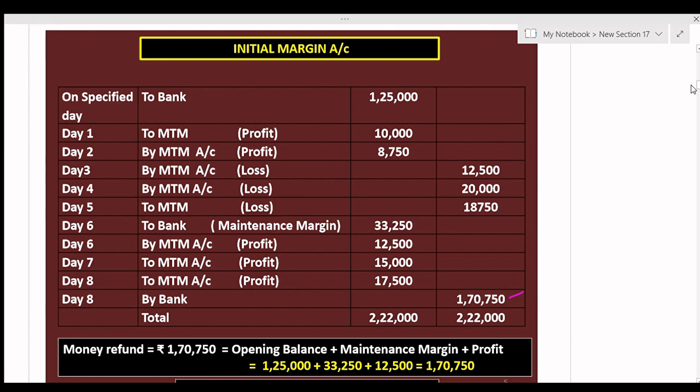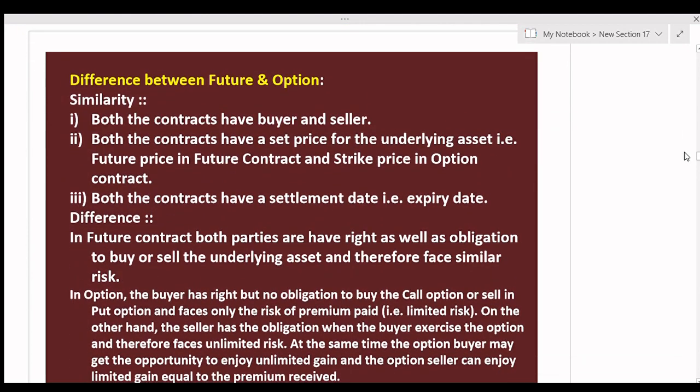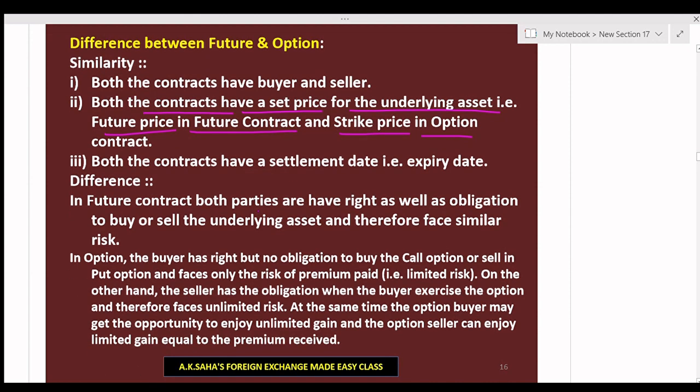Now come to today's topic. Difference between future and option. Similarity: both the contracts have a buyer and seller. Both the contracts have a set price for the underlying asset, that is the future price in a future contract and the strike price in an option contract. Both the contracts have a settlement date, that is the expiry date.